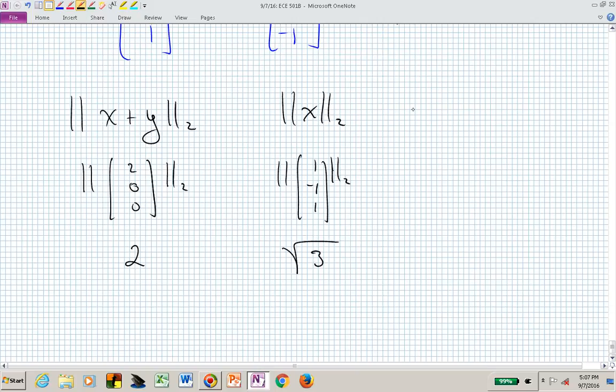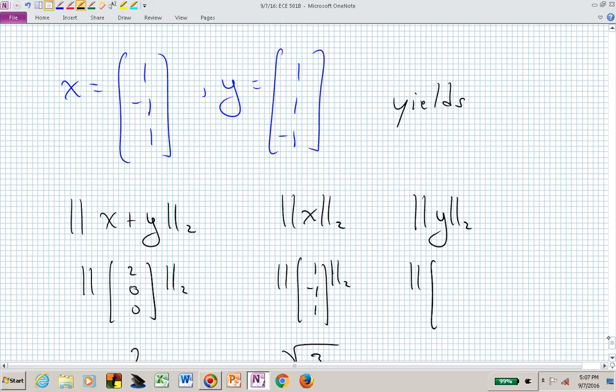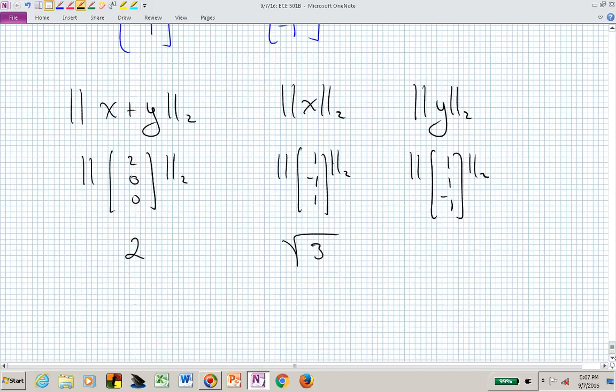What about the 2 norm of y? Y had 1s also for its coordinates. And so that will be equivalently the square root of 3. And I think that you can see that if we added the square root of 3 plus the square root of 3, that's 2 times the square root of 3, and that's not the same as 2, is it? What's the square root of 3? 1.7. 2 times that is about 3.4.